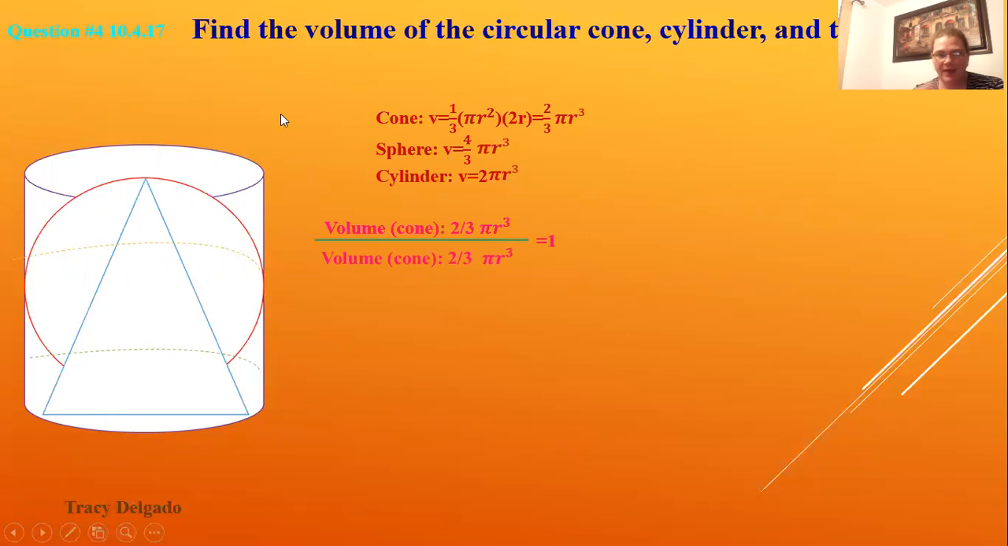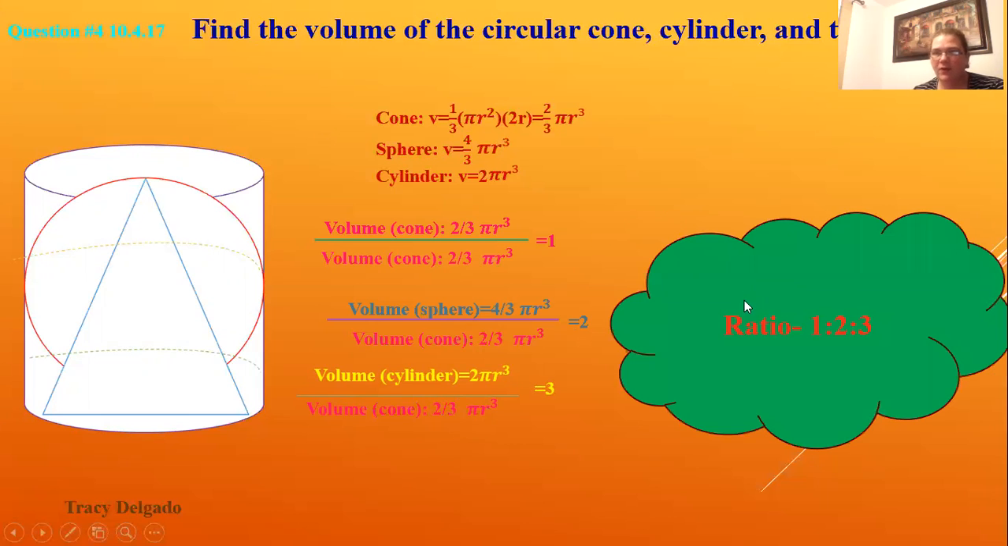And we're going to divide these. The volume of the cone is 2/3 pi r cubed divided by the same thing, 2/3 pi r cubed, and that gives us 1. The volume of the sphere is 4/3 pi r cubed. We're going to divide that by the volume of the cone, 2/3 pi r cubed, and that gives us 2. The volume of the cylinder is 2 pi r cubed divided by the volume of the cone, 2/3 pi r cubed, and that gives us 3. And we were supposed to find the ratio of this. So our ratio is 1 to 2 to 3, as you can see right here.